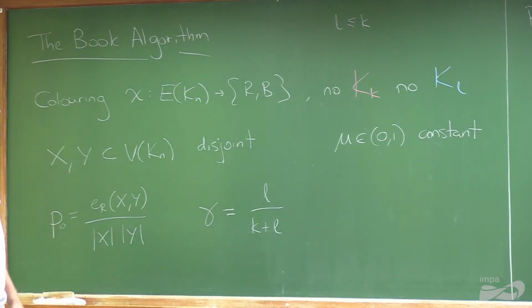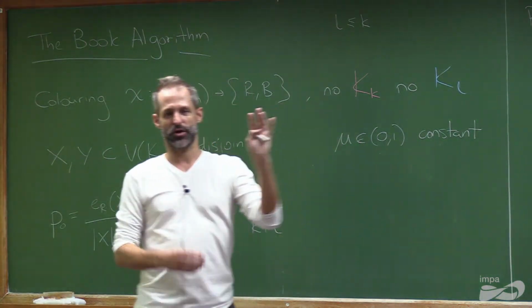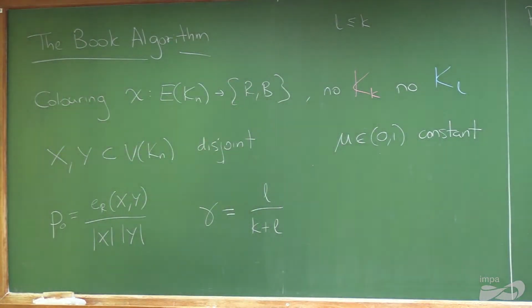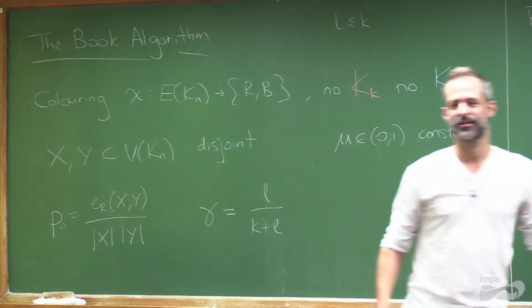Okay, so what's our aim? Our aim is to find, in this coloring, a big red book. So we start with some density, and we're going to try and find this large red book. Okay, so these 5 steps.